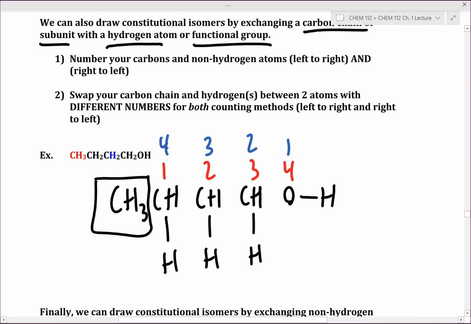So can I put this methyl group on this carbon? Yes. Can I put it on this carbon? Yes. Can I put it on the oxygen? And this is one case where the rule falls apart a little bit. Let's think about what happens when we put it on the oxygen.